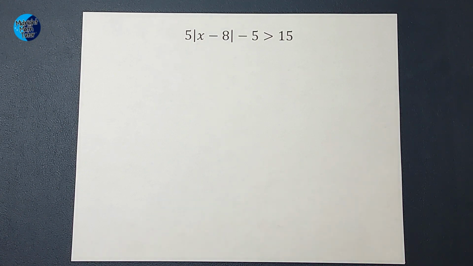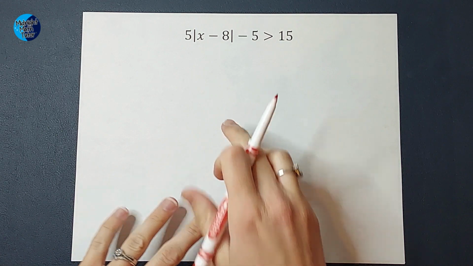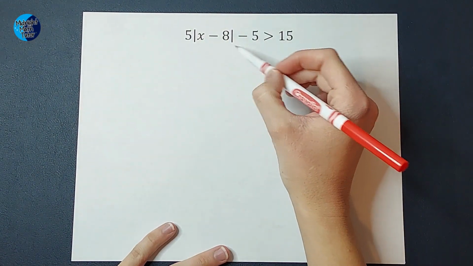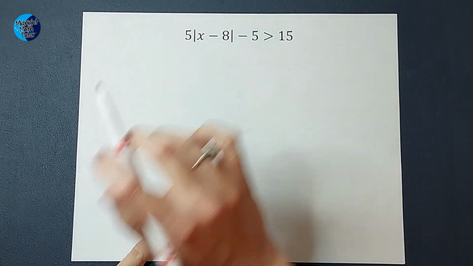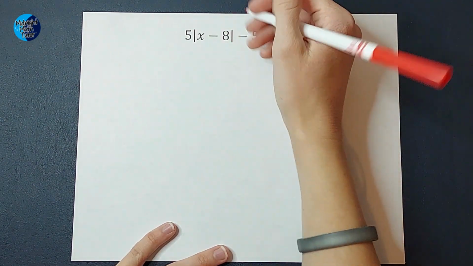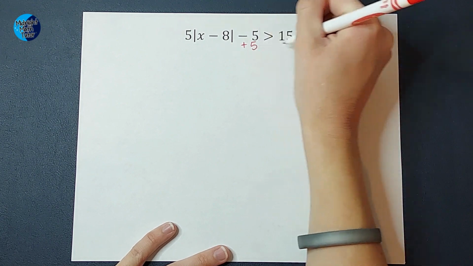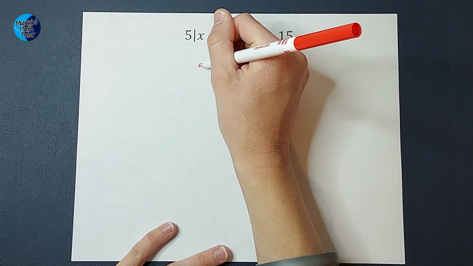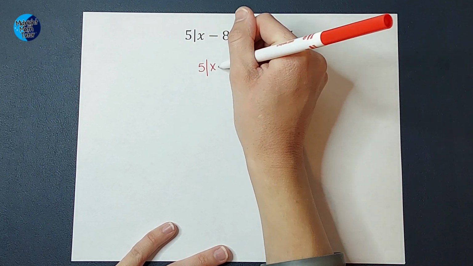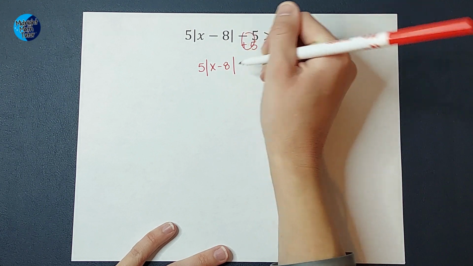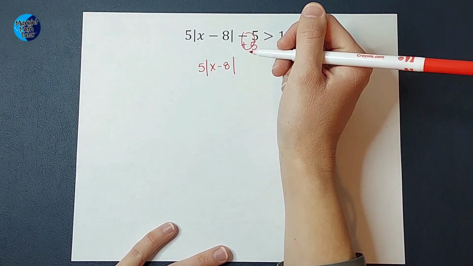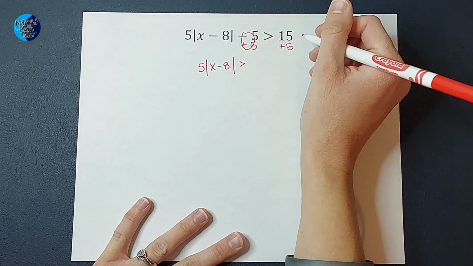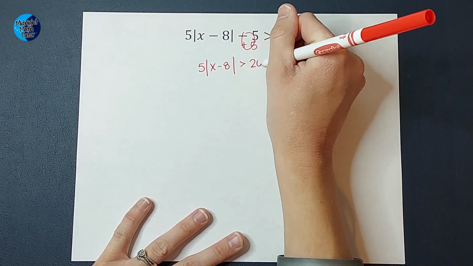So when I am doing a problem like this, the first thing I want is to get my absolute value bars alone, okay? Meaning I don't want this -5 here, and I don't want this 5 being multiplied here. So I'm going to add 5 to both sides, because then that goes away. And I'm left with 5 times the absolute value of x minus 8. I always draw my absolute value bars really tall so it doesn't look like a 1. So that's why I do that, okay? Is greater than 15 plus 5 is 20, okay?